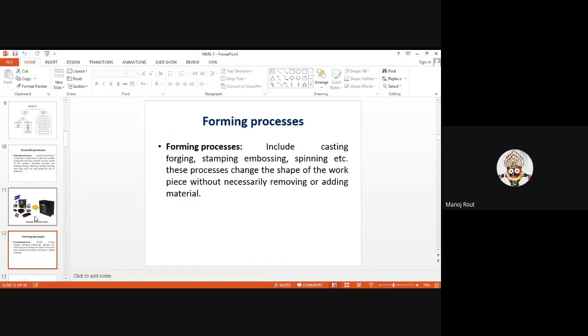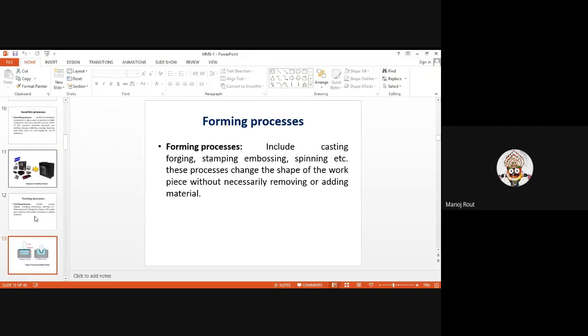The next process is known as the forming process. As you know, the forming process includes the casting process, the forging process, stamping, embossing, spinning, etc. These processes can change the shape of a workpiece without necessarily removing or adding material.